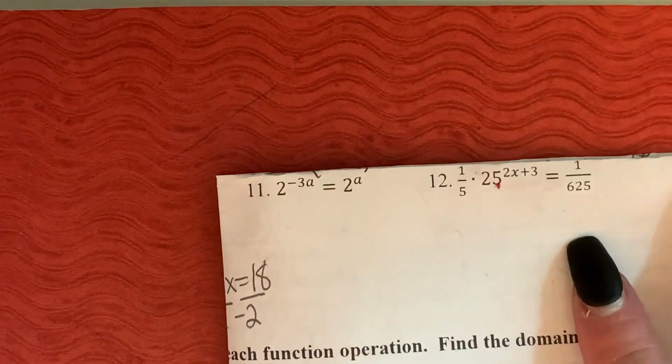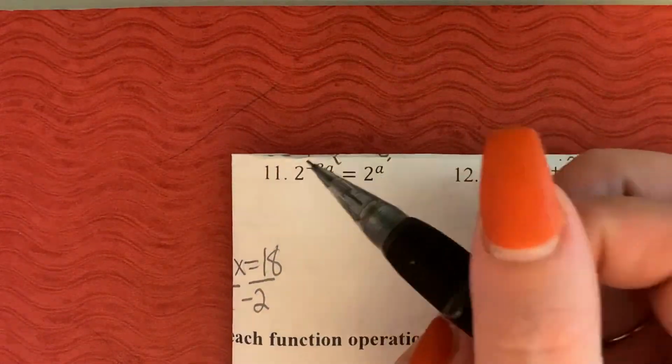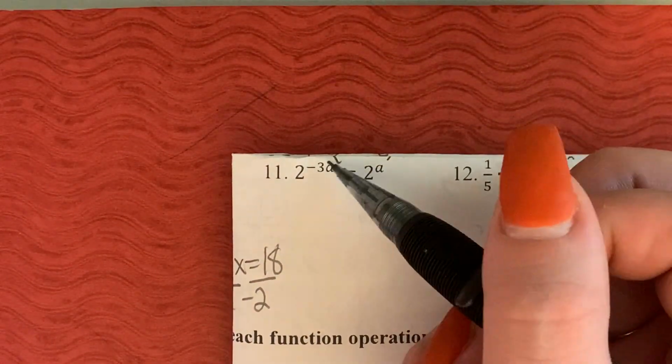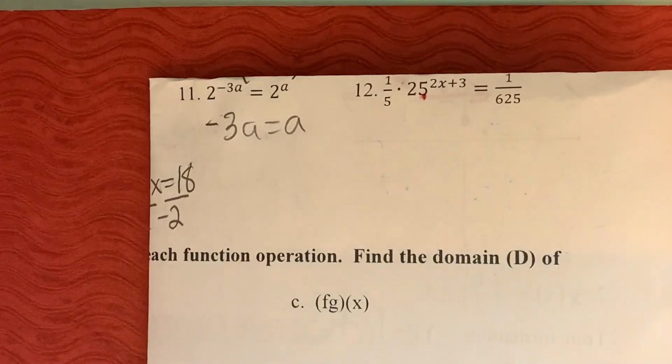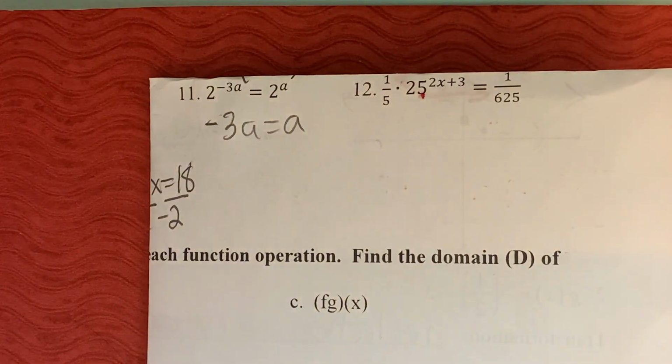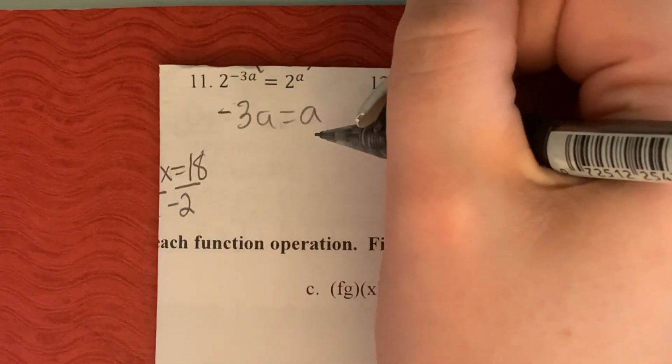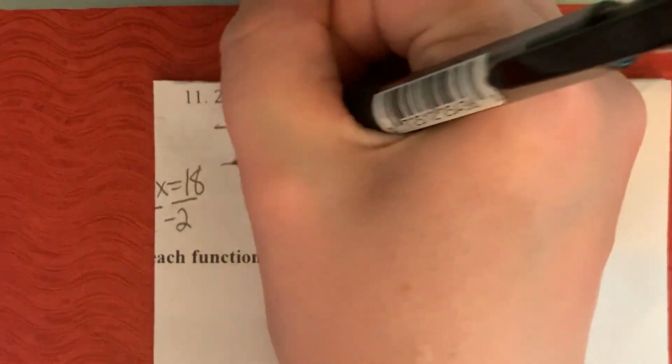The next one's kind of nice because I already have my like bases ready to go. So because these are the same base and they're equal, I can set negative 3a equal to a. We do have to be careful because a lot of people just want to divide by a from here, and you cannot do that. So instead we're going to add 3a to both sides.